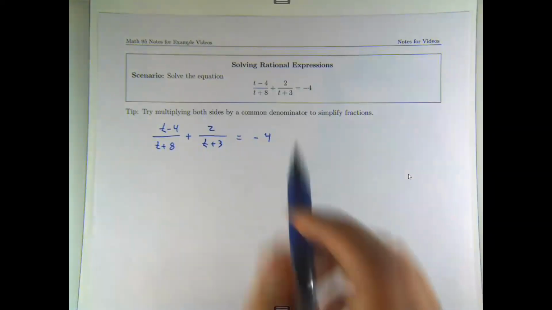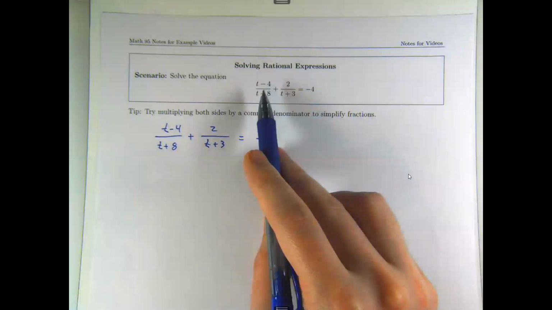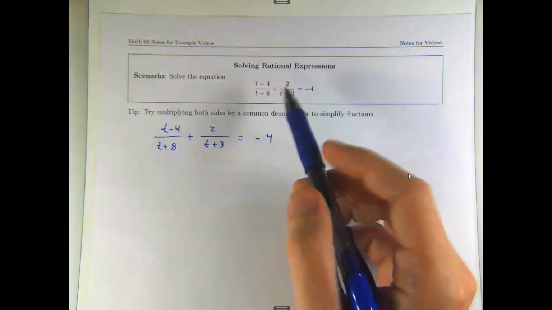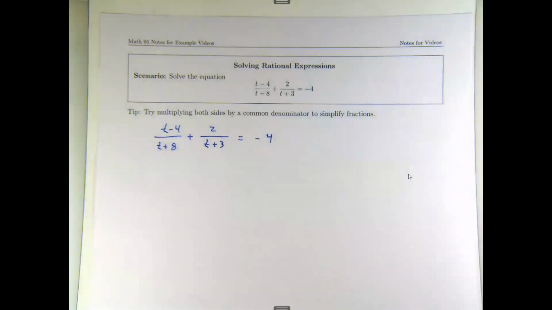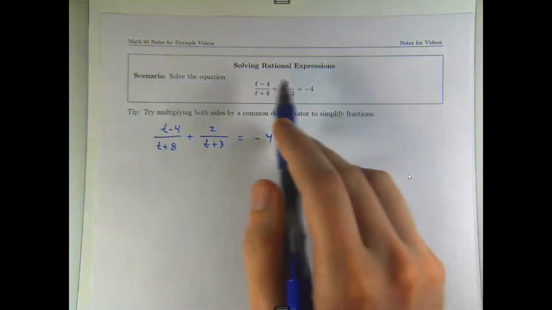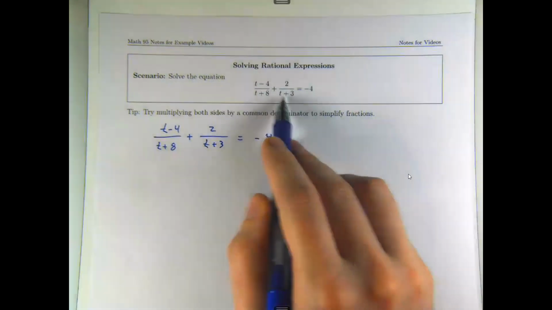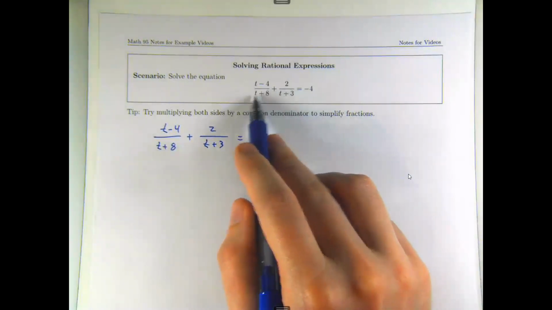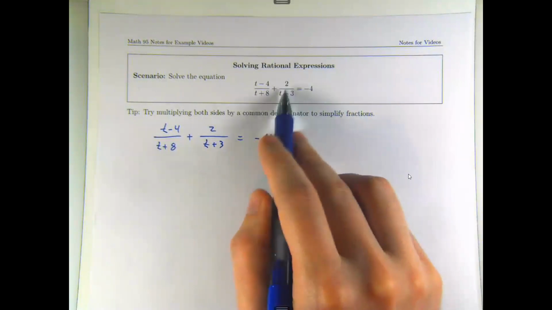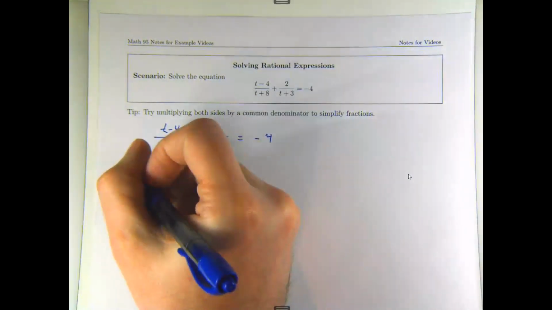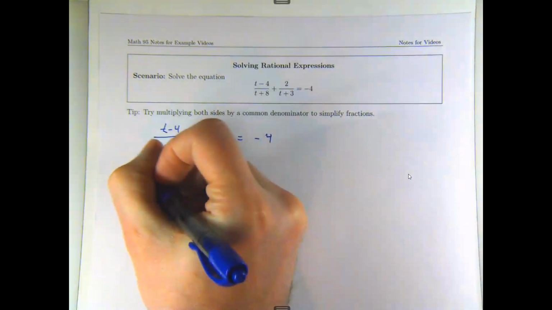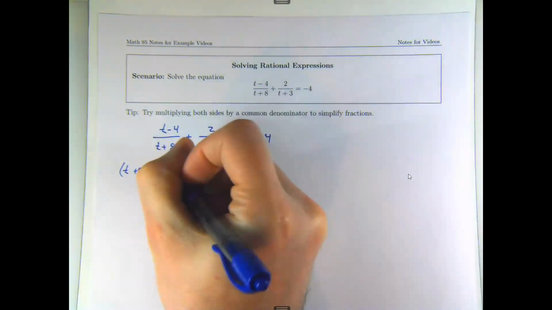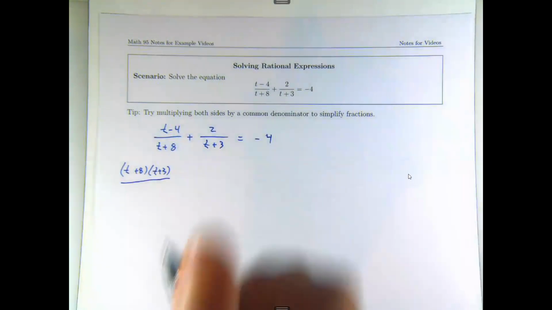Let's take a look at solving rational expressions. There are a few ways to do this, but I think a nice way to go through this is to get rid of these fractions as soon as possible. And the way I can do that is by finding a least common multiple of all of my denominators. In this case, if I'm looking at t plus 8 and t plus 3, if I multiply everything by t plus 8, t plus 3, on the top and the bottom, I'm keeping things balanced here.